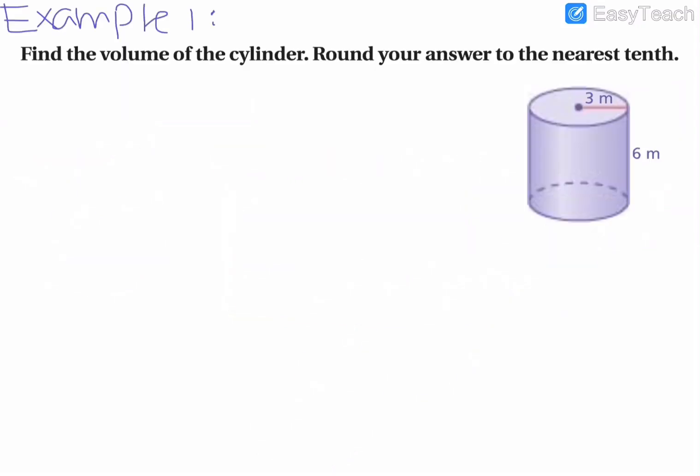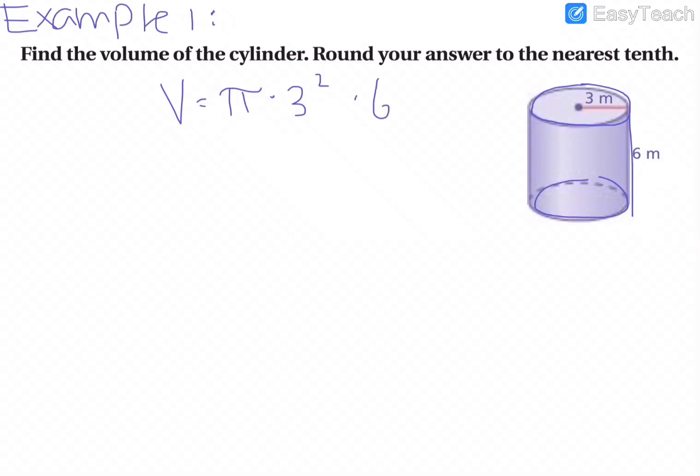Okay, so let's try our first example. Remember that since this is a cylinder with a circular base that has a radius of 3, we're going to find the area of that base by doing pi times 3 squared. And then to find the volume of the entire thing, we would multiply it by 6.